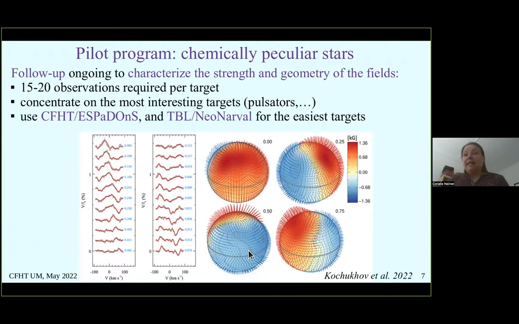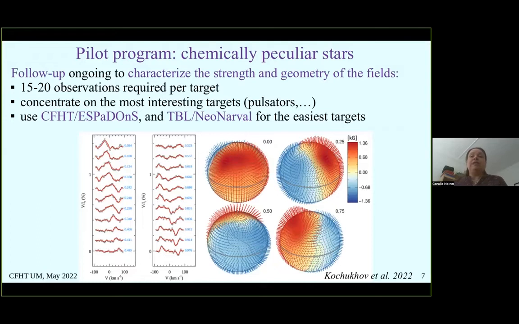Now, detecting a magnetic field is not enough. What we need to do is characterize the strength and the geometry of this magnetic field so that we know the properties of the magnetic field. And for this, we need the whole time series of spectropolarimetric observations, between 15 and 20 observations per target. And of course, we cannot follow up all the stars that we have found to be magnetic. That would take too much time. So we concentrate on the most interesting targets, for example, those that are pulsators or eclipsing binaries.